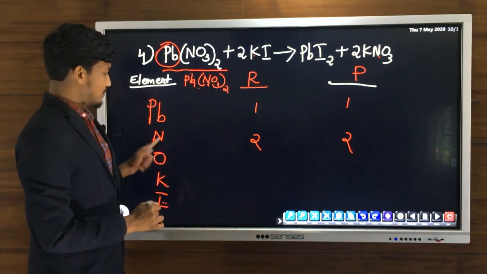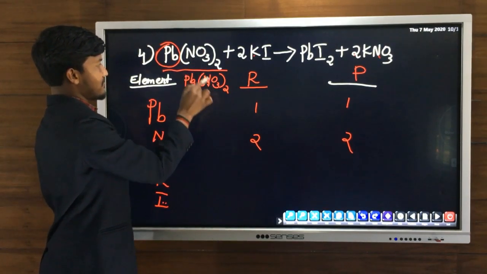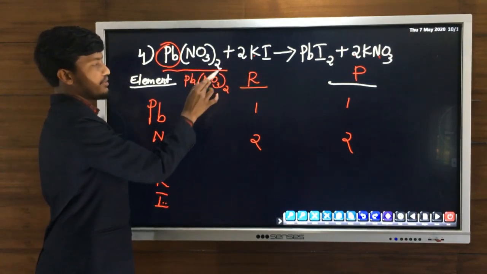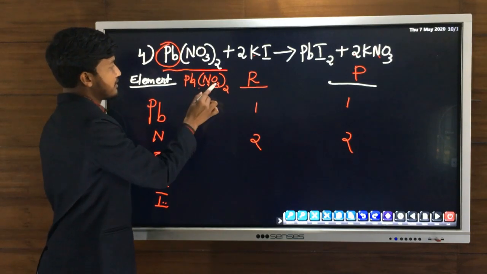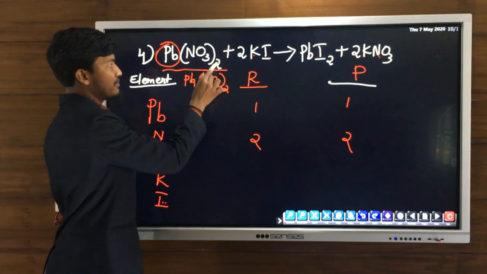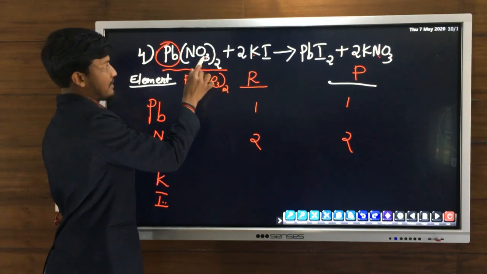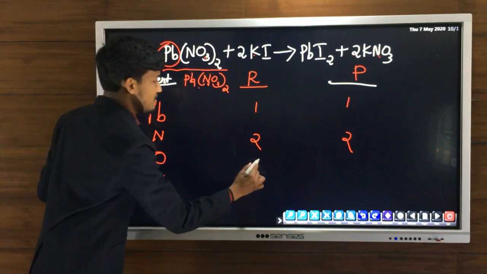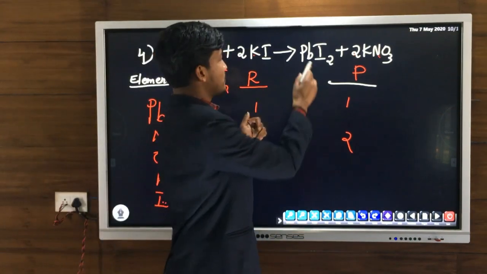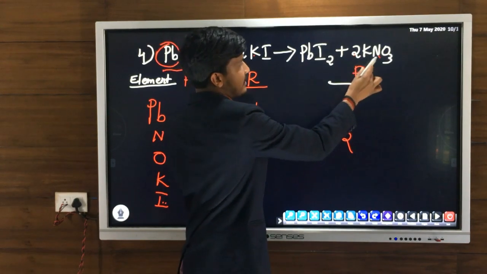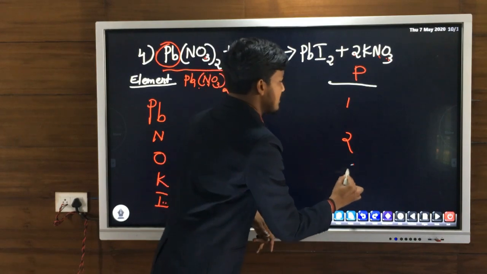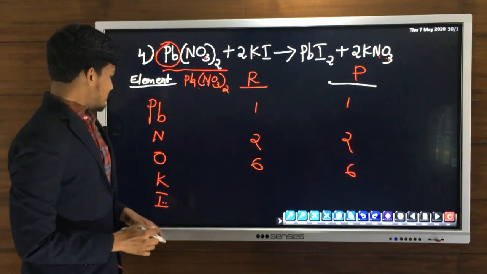Next one, oxygen. In the first reactant, in Pb(NO3)2, there is oxygen. There is no oxygen in KI. Oxygen is also inside the bracket, so we have to multiply by the outside number. The outside number is 2, therefore 3 into 2, 6 oxygen atoms. Now on the right side, the number of oxygen atoms: in the first product no oxygen. In the second product there is oxygen: 2 into 3, 6 oxygen atoms.